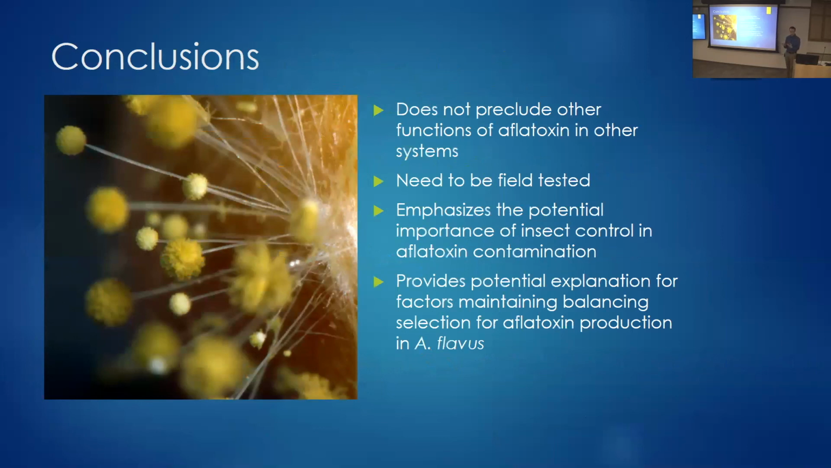So if there's both insects and soil microbes present, what's going on? And we've emphasized the potential for insect control to be good for aflatoxin reductions, because while it was known that insects vectored Aspergillus flavus before, it was not known that they could actually increase the amount of toxin that an individual would produce. And most importantly for our questions, this presents a conceptual framework that could explain what maintains balancing selection for aflatoxin production in Aspergillus flavus.